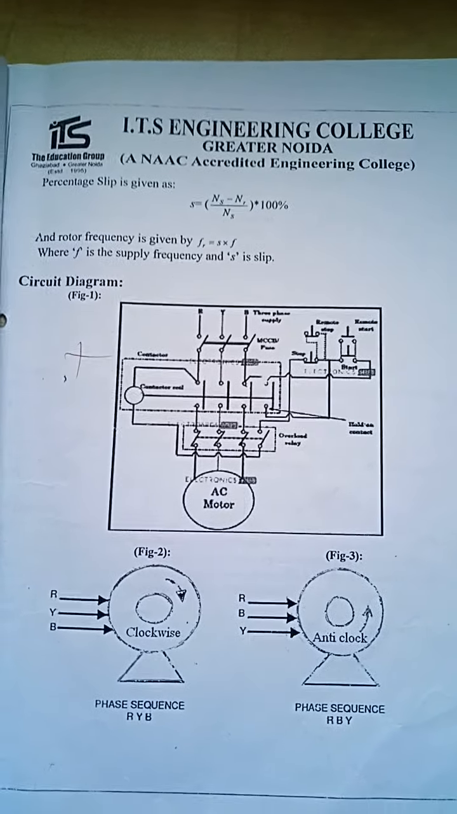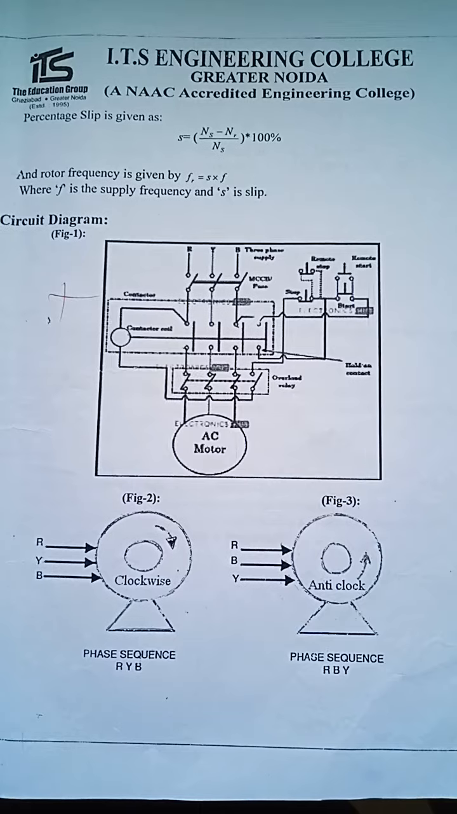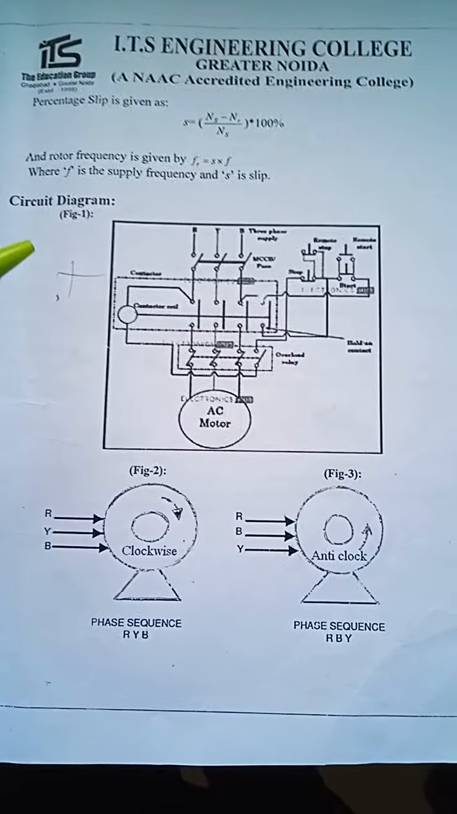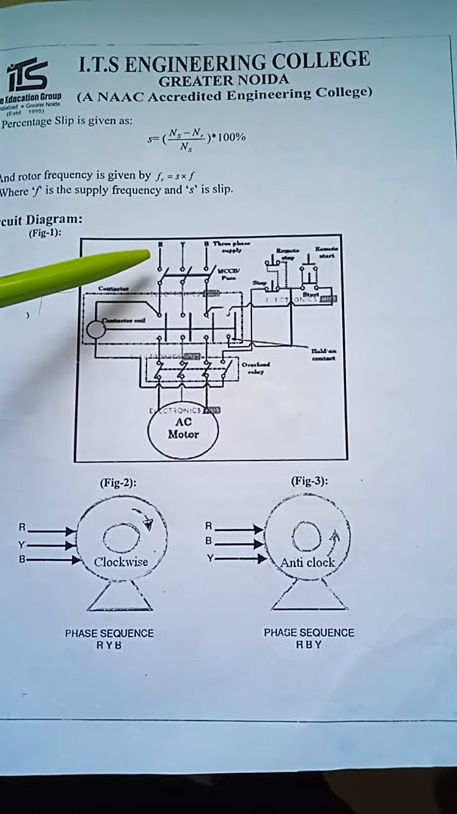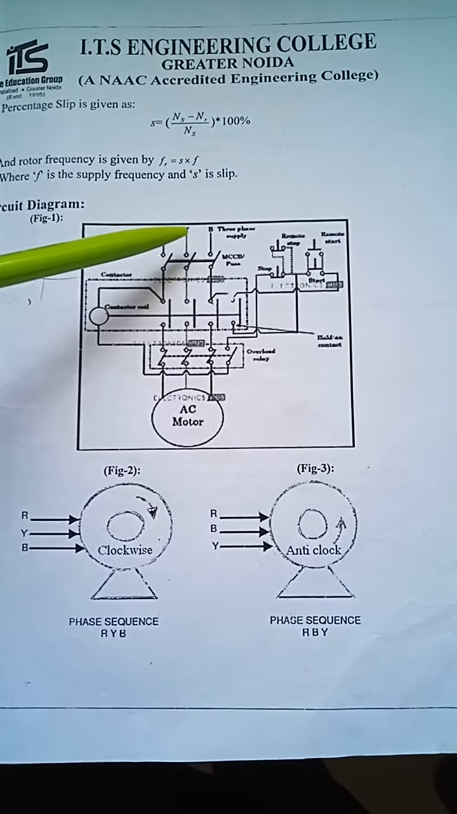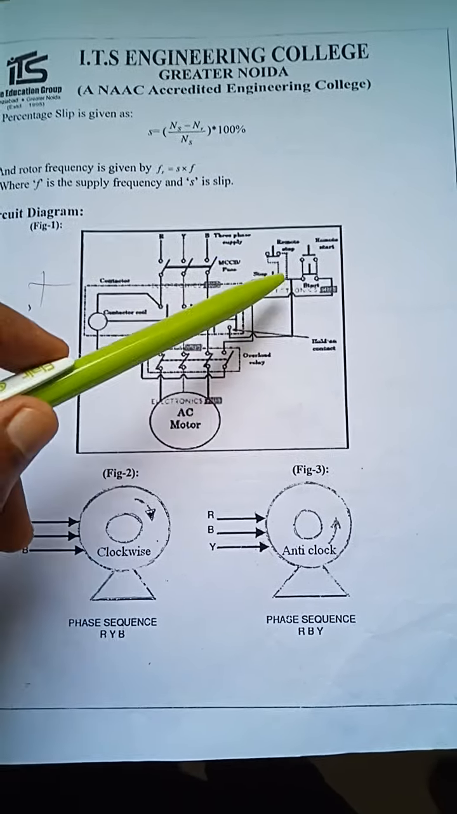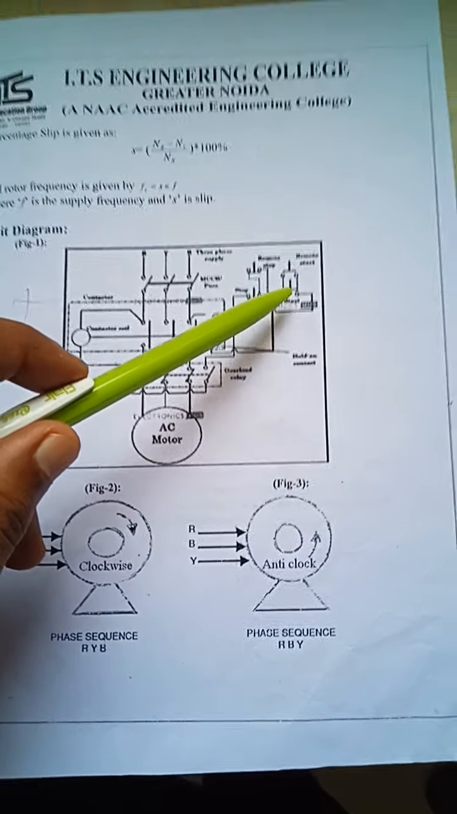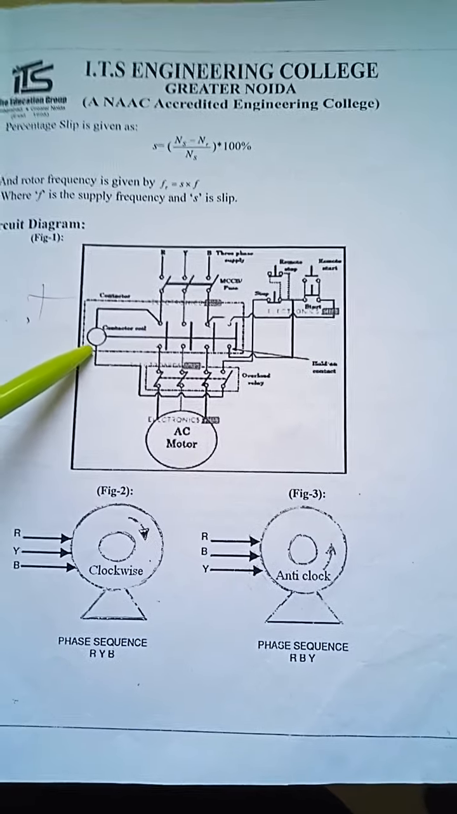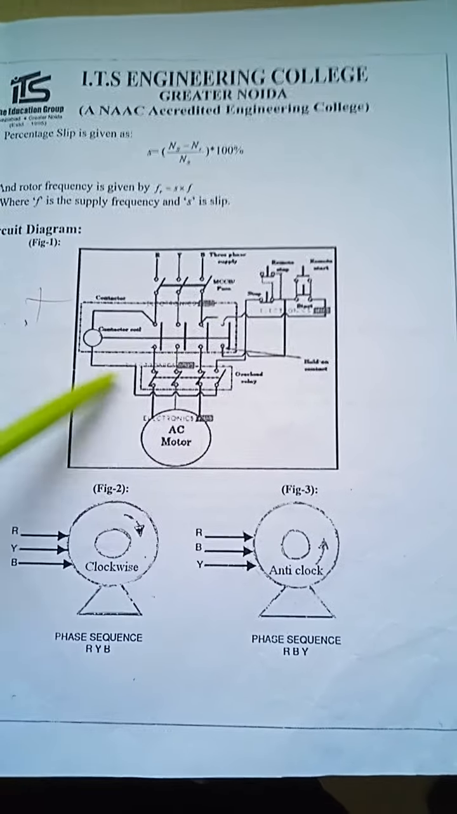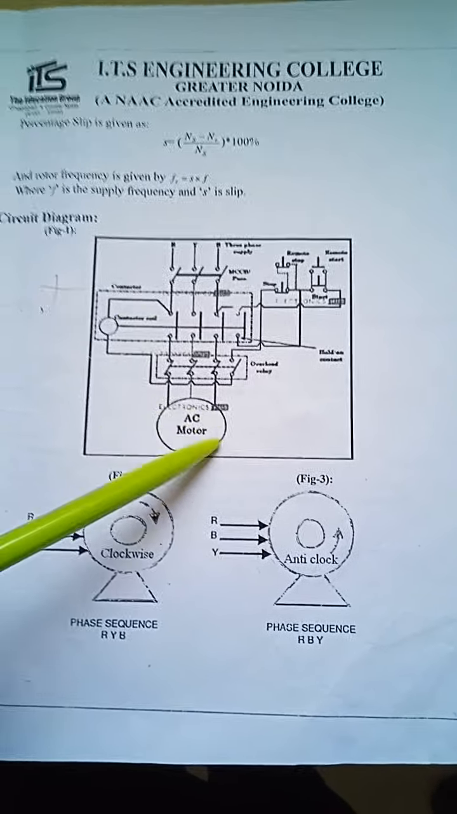Okay, so this is the circuit diagram for your direct online starter. This is a simple diagram. It looks complicated but it's not. Here the RYB three-phase supply is given from these terminals. These are the two buttons for the direct online starter. Shortly I will show you. When you push this button, this coil is energized and the circuit is started and your motor starts rotating.